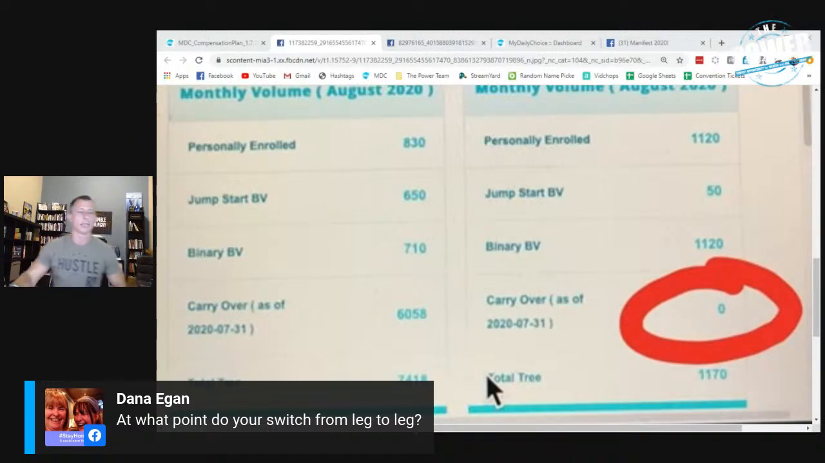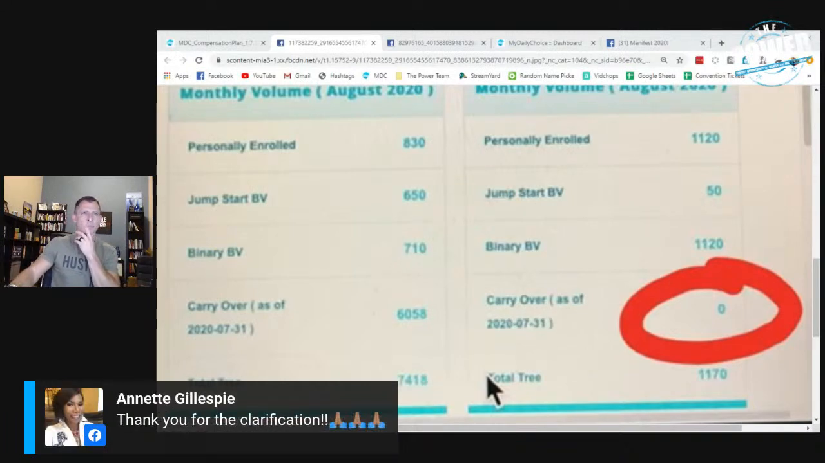At what point do you switch from leg to leg? I just answered that, but I will answer this one more time because it's important. You switch from leg to leg based on your carryover volume. You guys see the screenshot right here. Whichever leg has the least amount of carryover, after you're binary qualified, is the leg you build. Step one is to get binary qualified. Once that's done, the only leg that you're going to build is the leg that has the least amount of carryover, whichever leg that is. That's the answer. Okay? So we answered the question of how some people got a lot of volume.